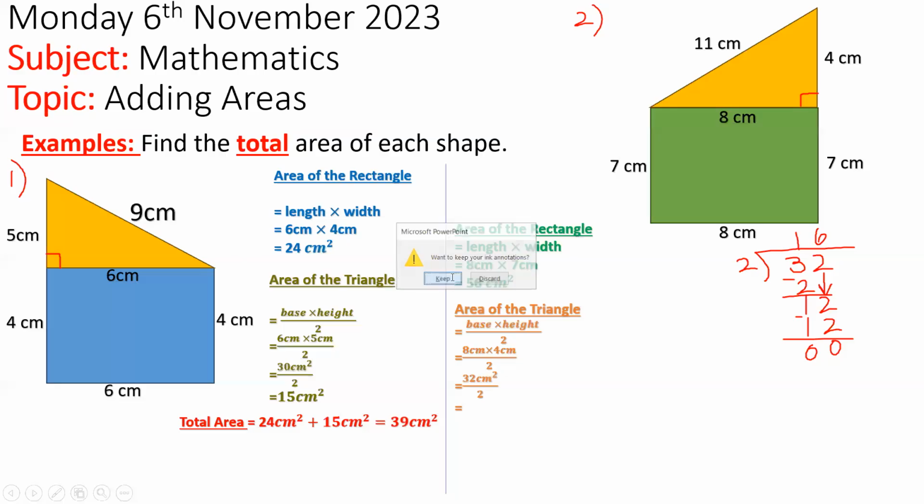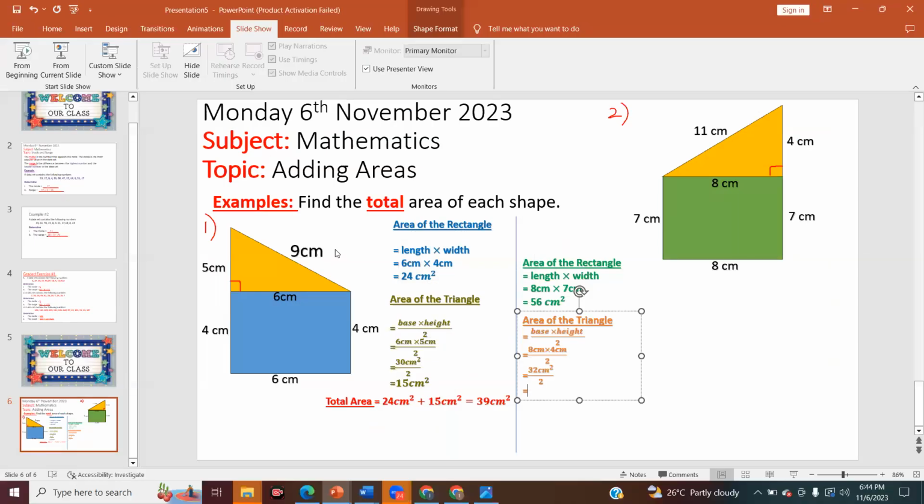All right. So how many persons got that? 16 centimeters squared? Let me know. How many persons got that? I got that. Got it? Okay, good.